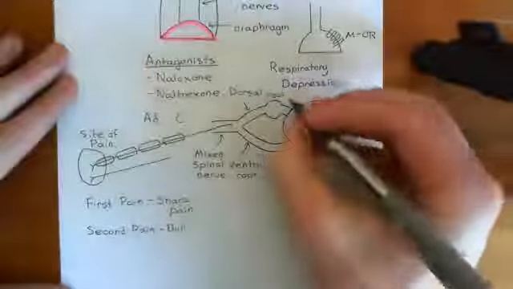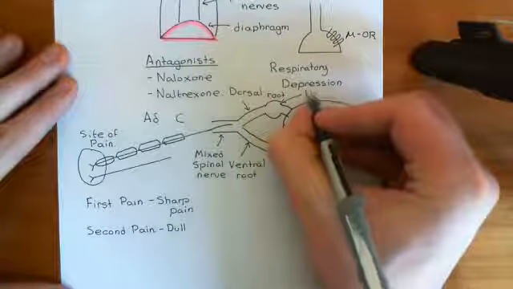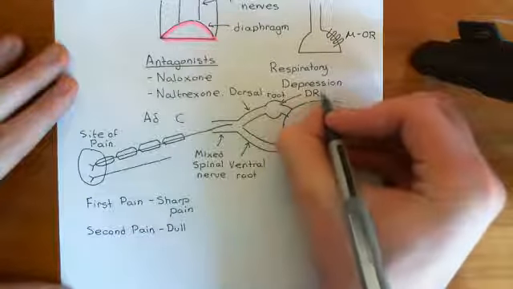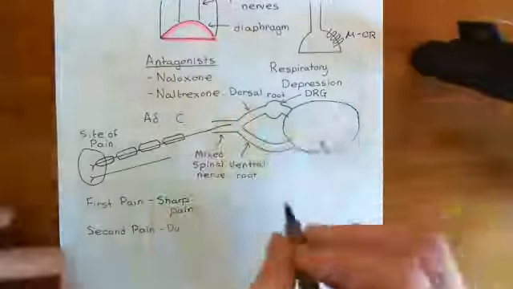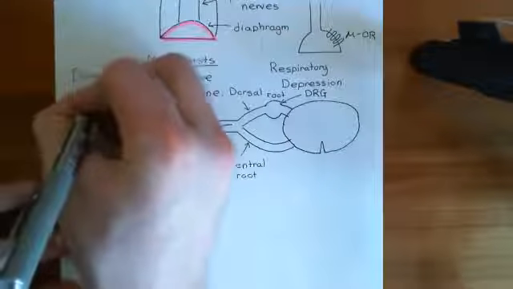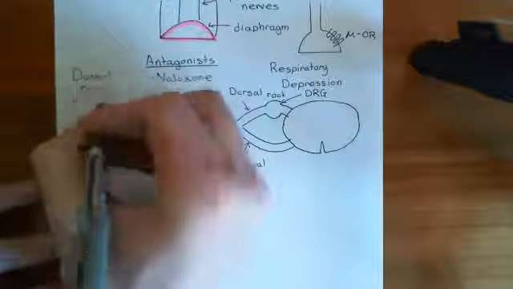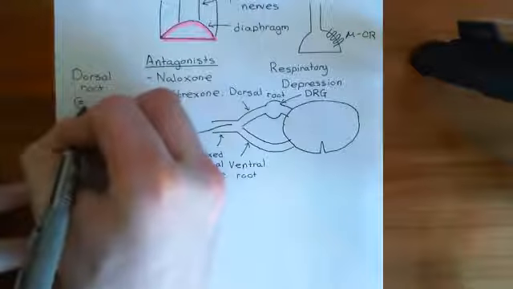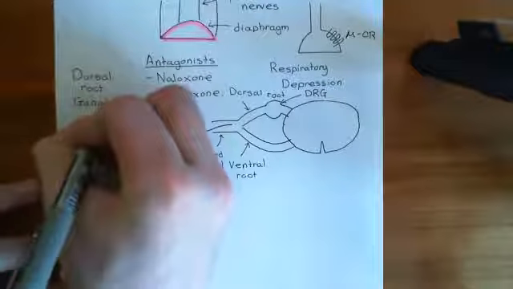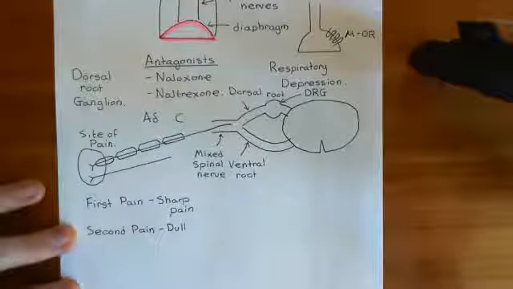So let me now label everything up. This swelling on the dorsal root is what's known as the dorsal root ganglion. And because I'm running out of space, I'll just abbreviate it to DRG and write it over here. It's called dorsal because it's on the dorsal root, and then ganglion. A ganglion is the name for a collection of neuronal cell bodies that is outside of the central nervous system.